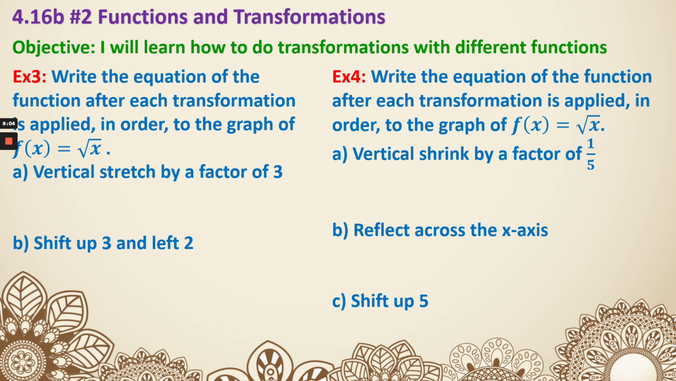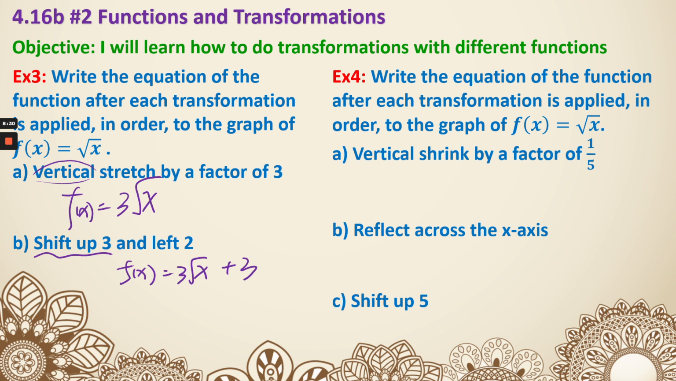Now we're going to write the function based on the description. Vertical stretch, so it's got to be a stretch outside the function, so it's a 3 in the front. So it's got to be f of x equals 3 square root of x. We have shift up by 3. Shift up by 3 is, again, outside the function because it's a vertical shift. So f of x equals 3 square root of x, then plus 3 on the end.